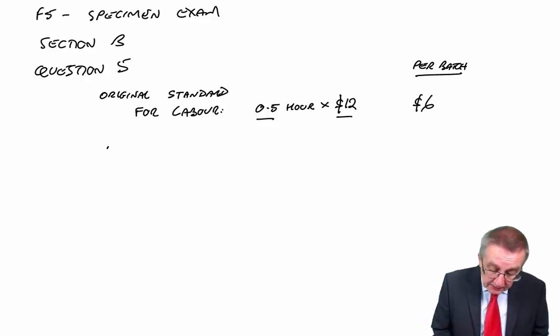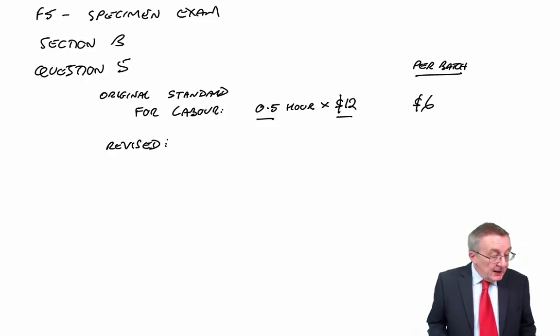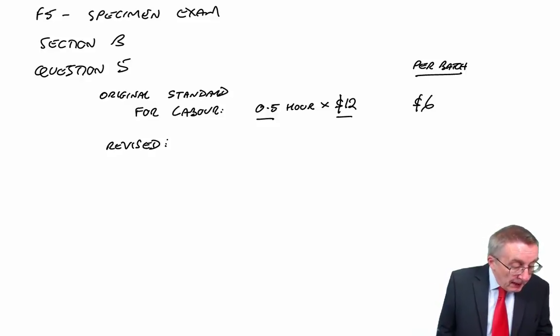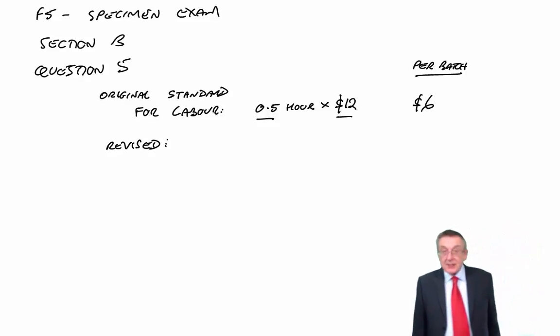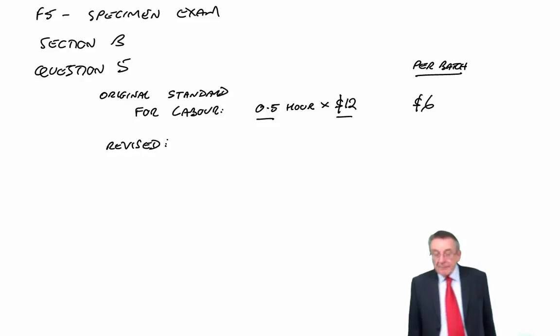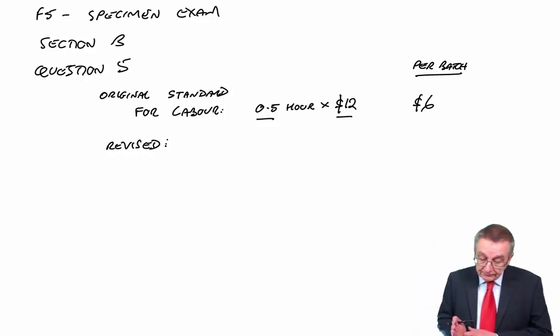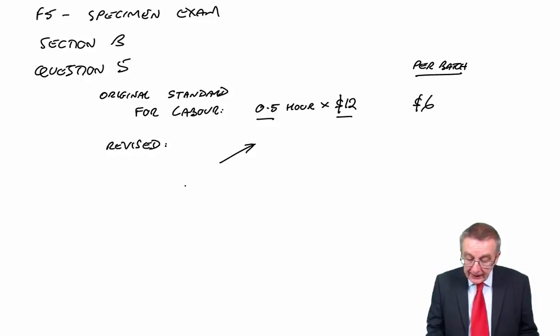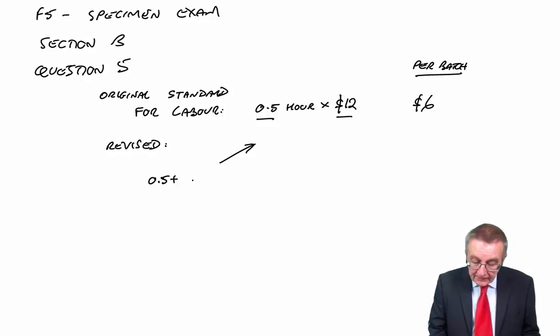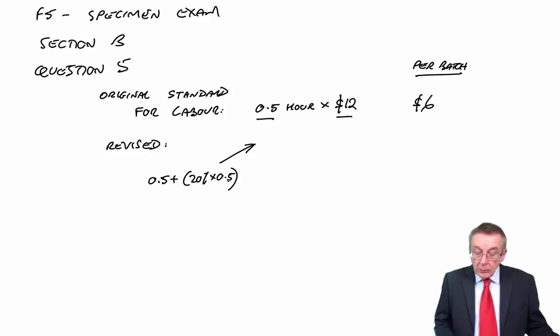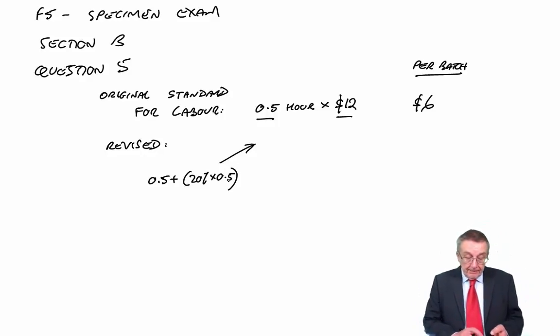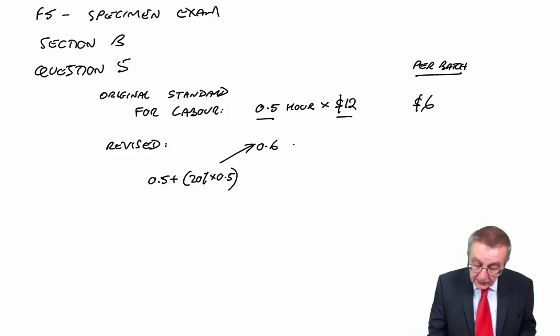The second paragraph, though, we revised things. And what does it say? First of all, they're going to be 20% slower. So if they're 20% slower, well, instead of half an hour per batch, add on 20% of half an hour, and we then expected them to take, I think I'm right, 0.6 hours.